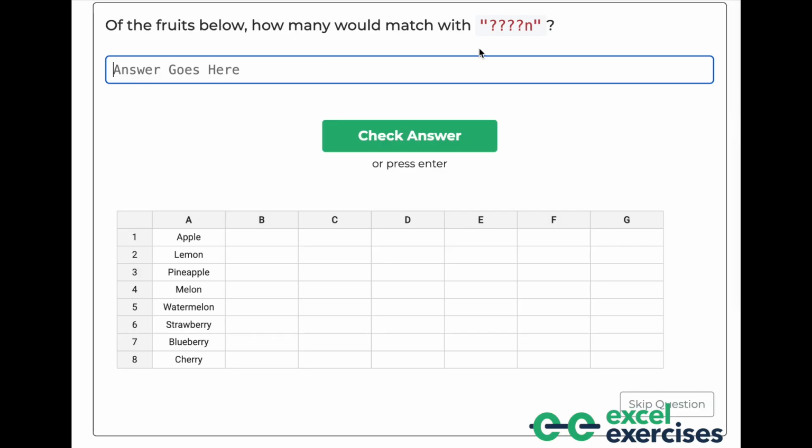Of the fruits below, how many would match with this pattern? We have any 4 characters followed by an N. So lemon: LEMO are the 4 question marks followed by N. Melon also works. Any 4 characters followed by N. So we have 2.